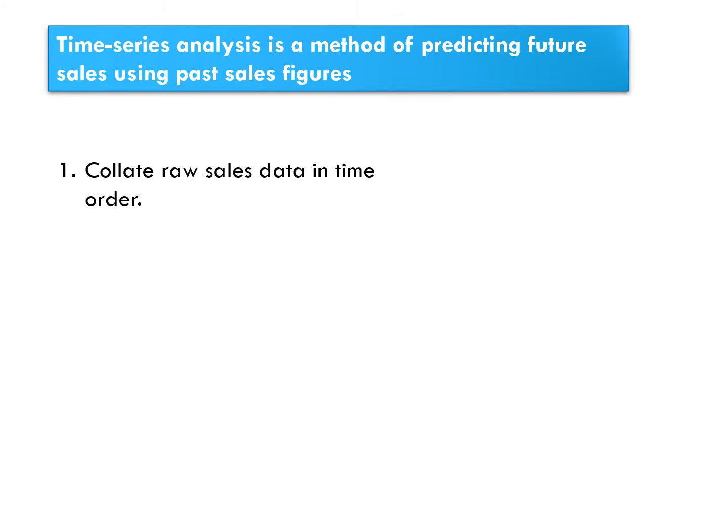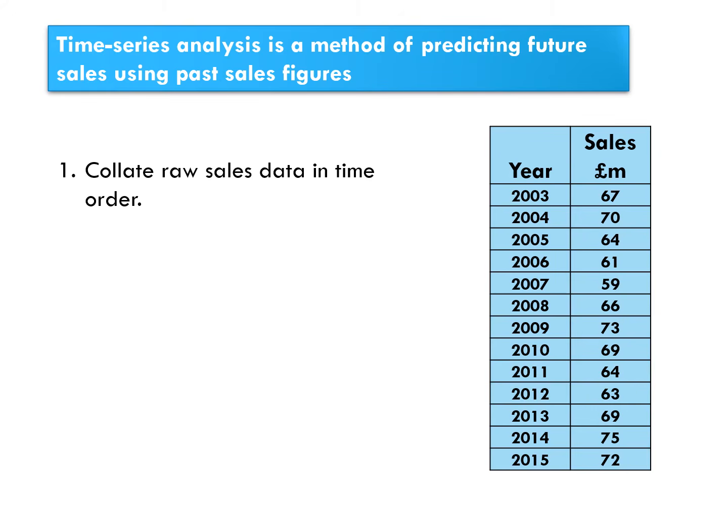So the first thing we have to do is collate or collect raw sales data over time. So let's imagine that these are sales figures that we have going back from 2003 up to 2015. And these are the actual sales figures. And what we're trying to do is create a forecast that we could use to generate 2016 and 2017's figures. And we do that by smoothing out the data using a process called moving average.